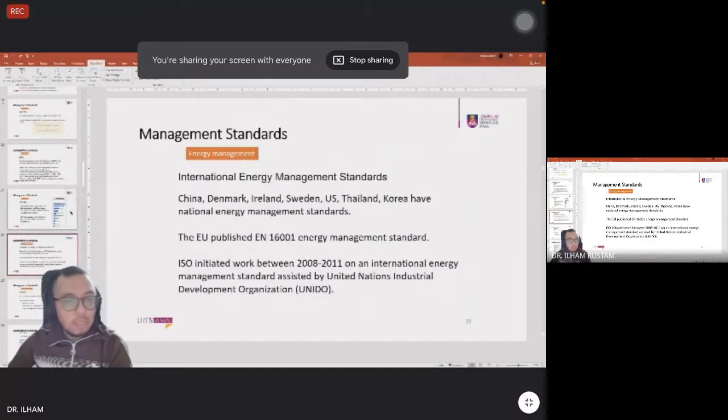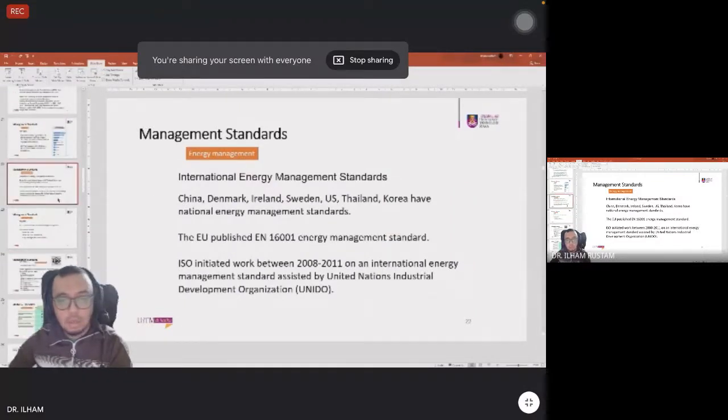Okay, and then management standards. Tadi pasal environment. Now kita bercakap pasal international energy management standards. So each country mostly yang manufacturing ni selalunya ada their own national energy management standards. EU especially dia orang suka come up with standards sebab dia orang suka kerja yang teratur. So they publish their own standard which is for energy management which is EN16001.